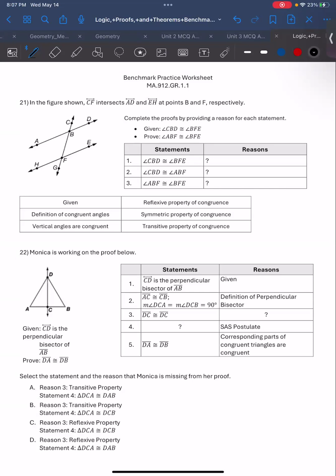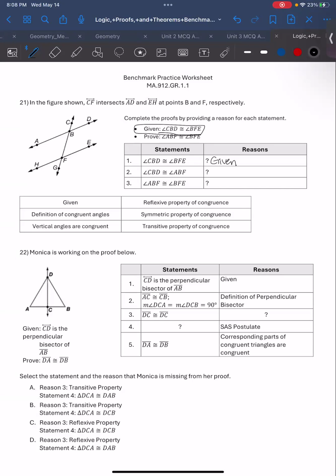All right, so the first one, what do we have for the first one? Joshua. Let's say it all together, guys. Vertical angles congruent. No, it's given. Wait, no, sorry. That's what I put for the second one. The second one, for CBD, BFE, given. It's right here, given. Okay, all right. I thought it was something else.